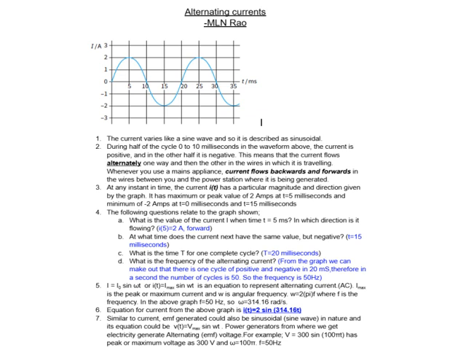As one could guess, similar to current, the EMF generated could also be sinusoidal, which is a sine wave in nature, and this equation could be V of t equal to V max sine omega t. Power generators, from where we get electricity, generate alternating voltage, and it could be like V equal to 300 sine 100 pi t, which has a maximum or peak voltage of 300 volts, and omega is 100 pi, which gives you f equal to 50 hertz.